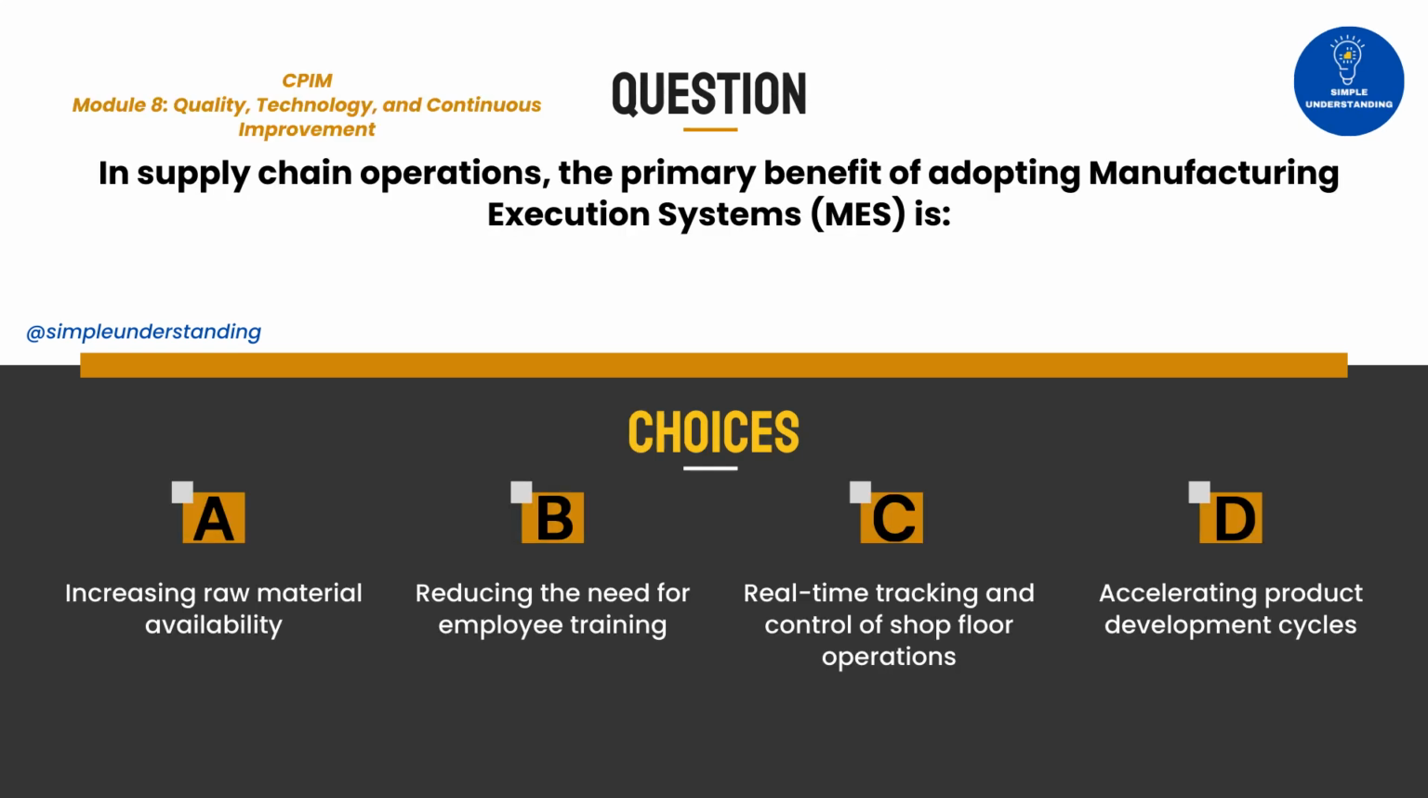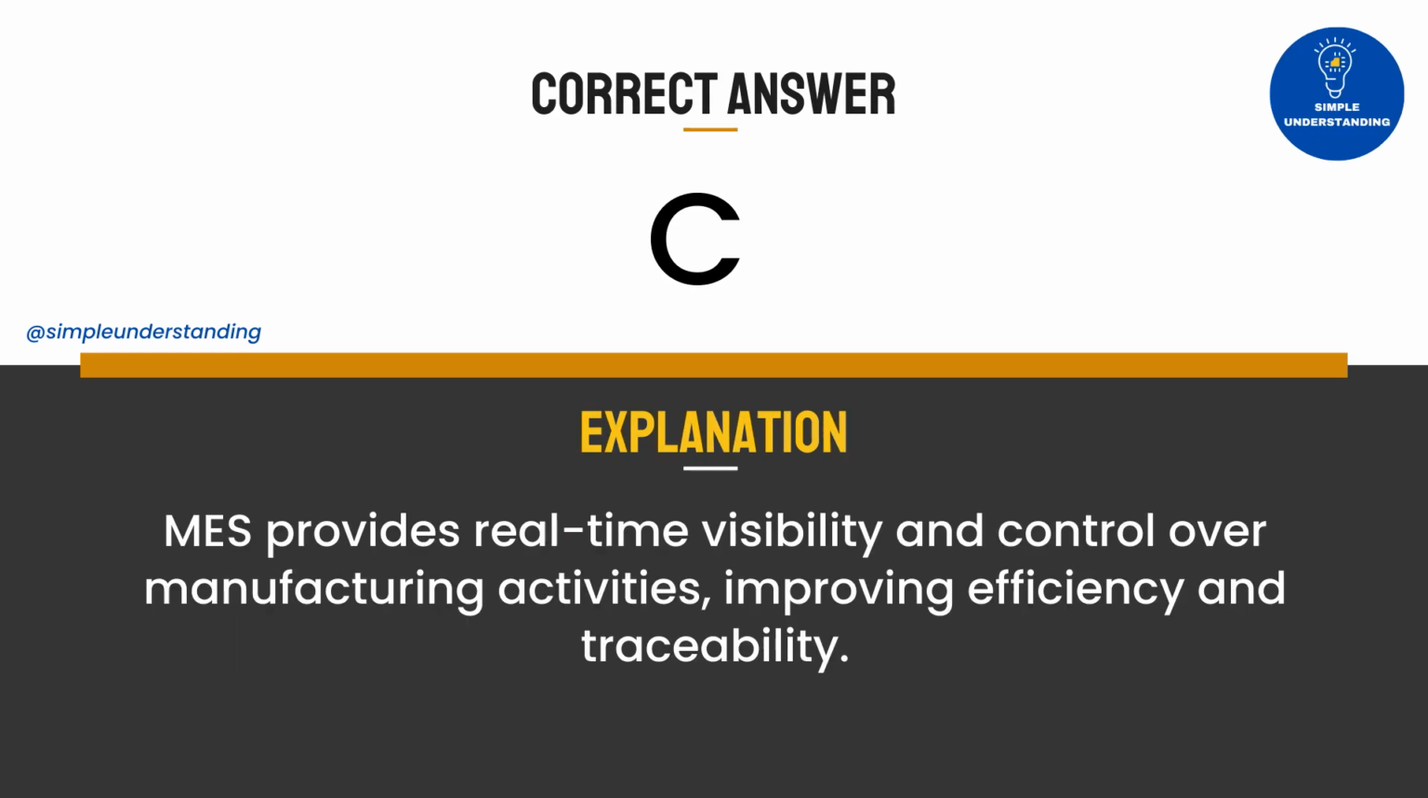Question 5. In supply chain operations, the primary benefit of adopting manufacturing execution systems, MES, is A. Increasing raw material availability. B. Reducing the need for employee training. C. Real-time tracking and control of shop floor operations. D. Accelerating product development cycles. Correct answer, C. Explanation. MES provides real-time visibility and control over manufacturing activities, improving efficiency and traceability.